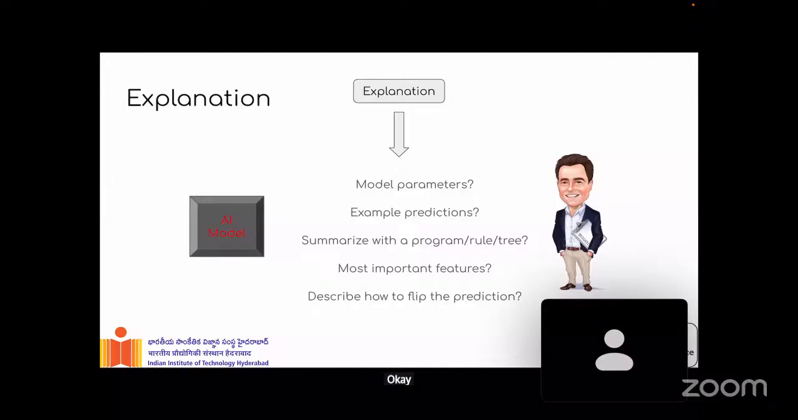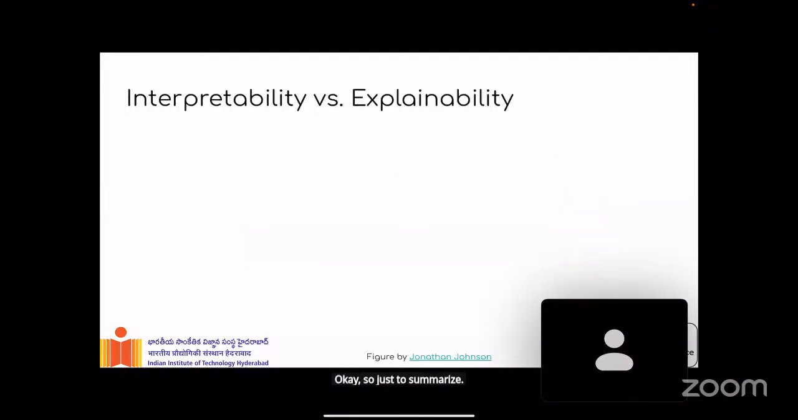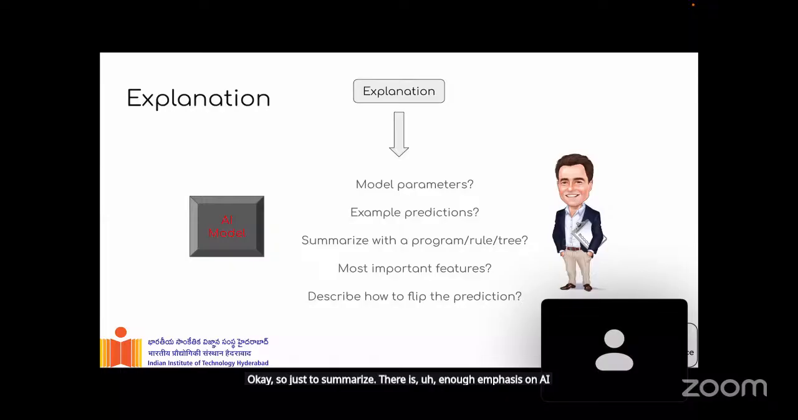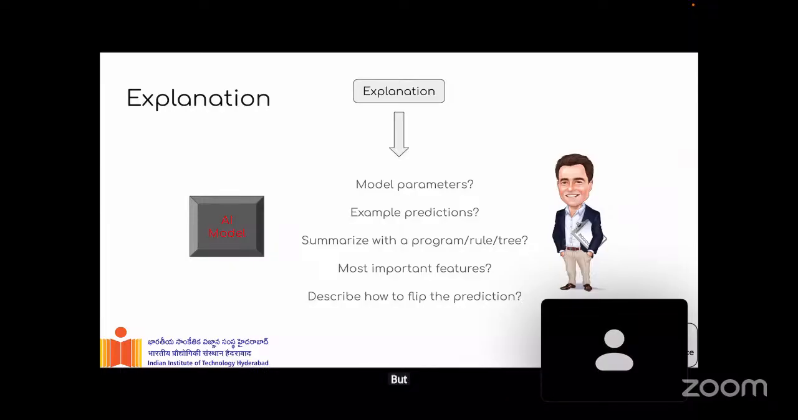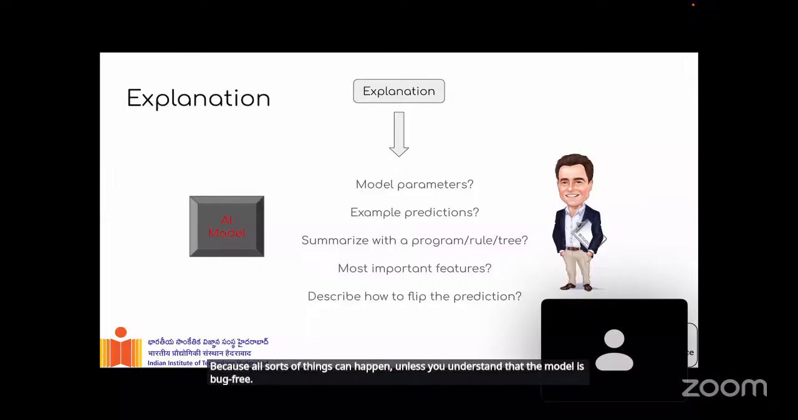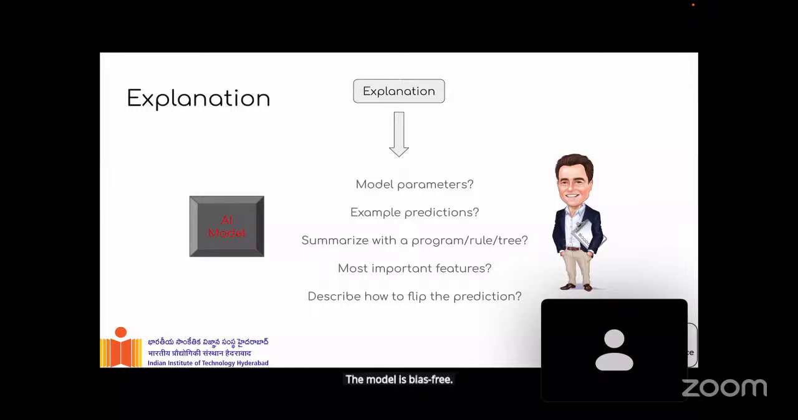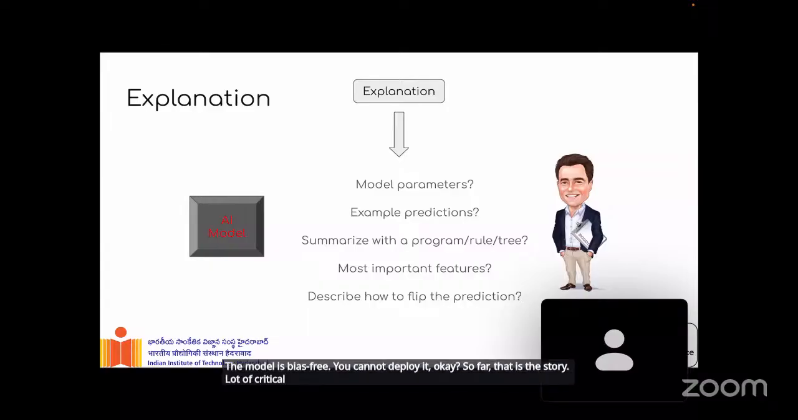Okay. So just to summarize, there is enough emphasis on AI/ML utility, AI/ML applications, deployment, but we need to be very clear about how the model is predicting, because it may be a buggy model, it may be a discriminative model, because all sorts of things can happen. Unless you understand that the model is bug free, the model is bias free, you cannot deploy it. So far that is the story. A lot of critical applications get benefited if we have explanations. Any questions so far?